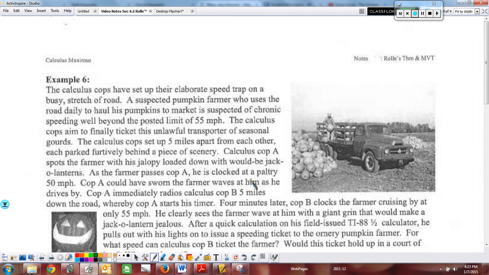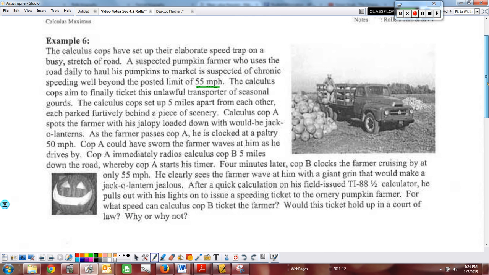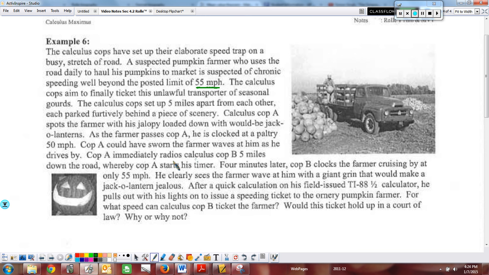All right, now let's take a look at example 6. As you know, we like to have all these word problems that we want to take a look at. So we're going to have this elaborate speed trap set up on a stretch of road. And we have this pumpkin farmer who's very suspicious. And we're sure that he is a chronic speeder, that he always goes above the posted speed limit of 55 miles per hour. Okay, so this is a position function that we're going to be looking at. So the calculus cops are going to try to ticket this transporter of seasonal gourds, that he speeds too much.